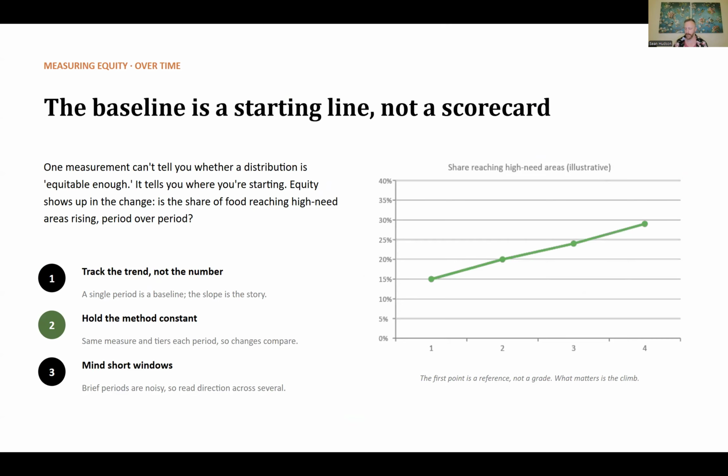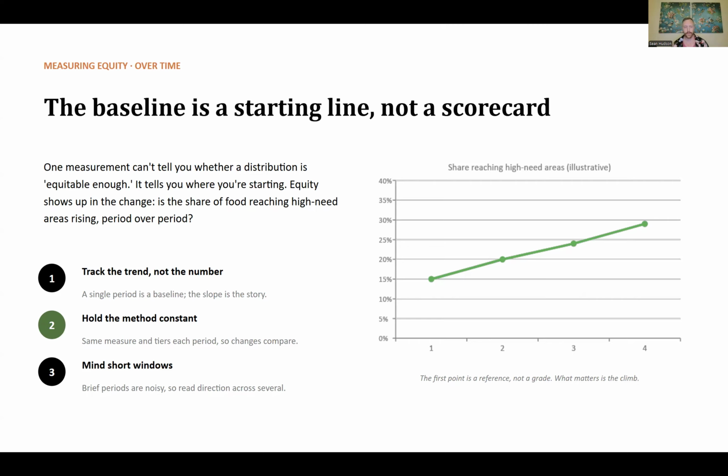A lot of times when I talk about metrics, people will say, what is a good score? And there isn't really an answer to that, and the reason is that what we care about is change over time. There isn't a best distribution metric, right? X% of your food doesn't have to go to the top quintile of your recipients. You should just try to improve that trend over time, right? So it's a baseline. It is a starting line, not a scorecard. And no one point-in-time measurement can really tell you anything about your operation other than what happened then.